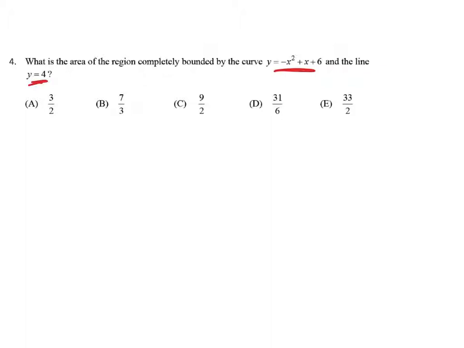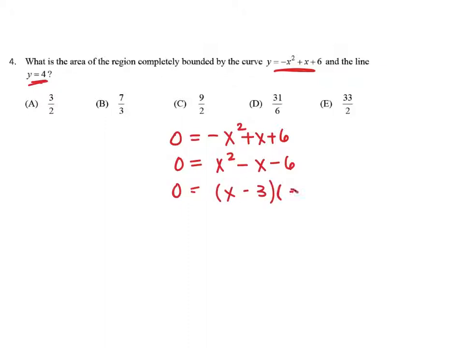So there's a couple of things you're going to have to find. I do know this is a parabola that's flipped upside down. I would go ahead and factor it just so that I have an idea of what's going on with it. So if we do factor it and solve, that's going to be 0 equals negative x squared plus x plus 6. I'm going to rearrange and get rid of that negative. So we have 0 equals x squared minus x minus 6. And so that's going to give me negative 3, positive 2.